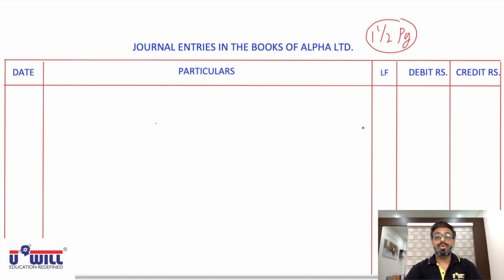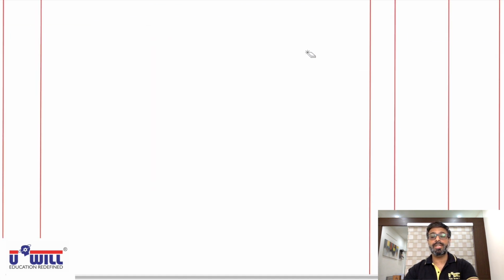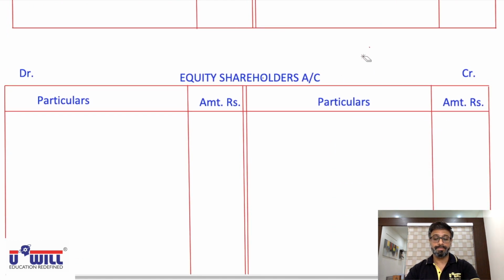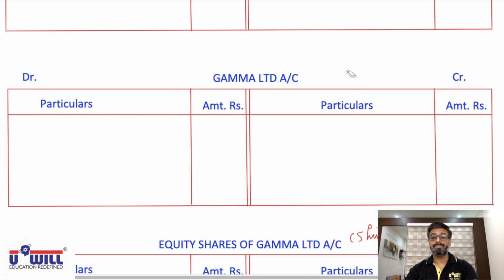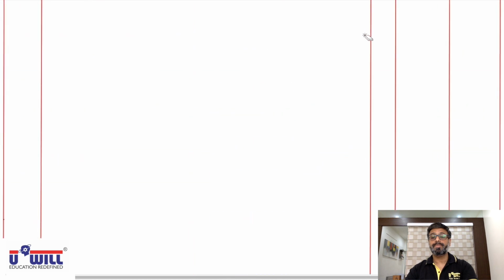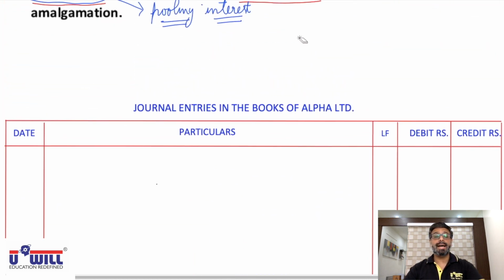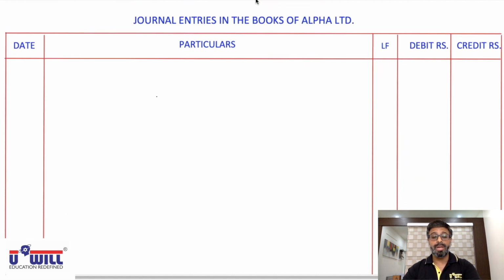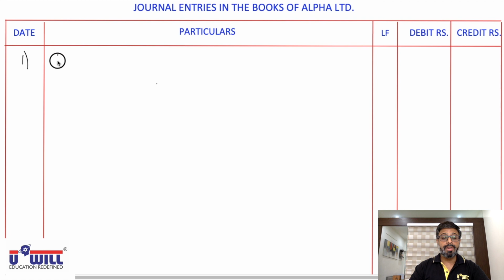Okay, so I hope everyone would have done the formats after pausing the video. Now let's start with the journal entries, okay? We'll be doing journal entries and ledger accounts all simultaneously. Now, we discussed that in the books of transferor company, first 6 entries are to close all the accounts appearing in the balance sheet. Okay, we discussed in that first entry is realization account debit to assets account.